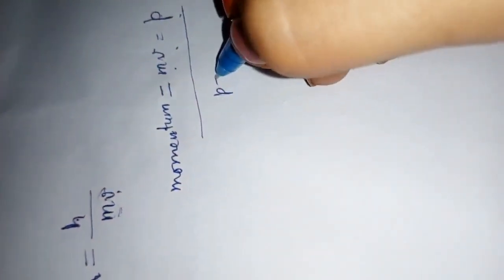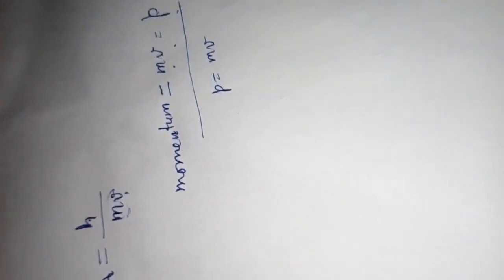Combinedly, mv is known as momentum, that is, momentum is equals to mv. It is also represented by p. So p is equals to mv. So momentum can be defined as mass in motion, that is variable mass of different particles and motion, that is mass in motion.